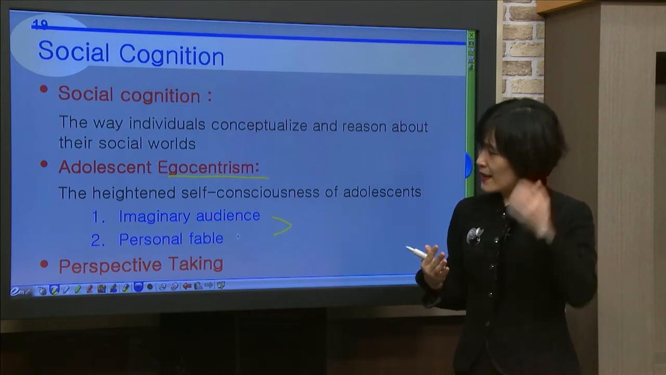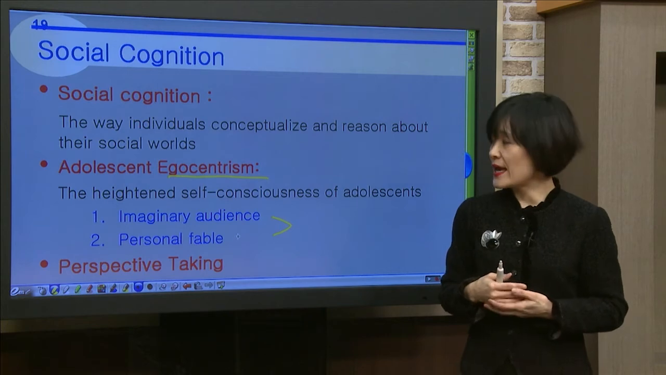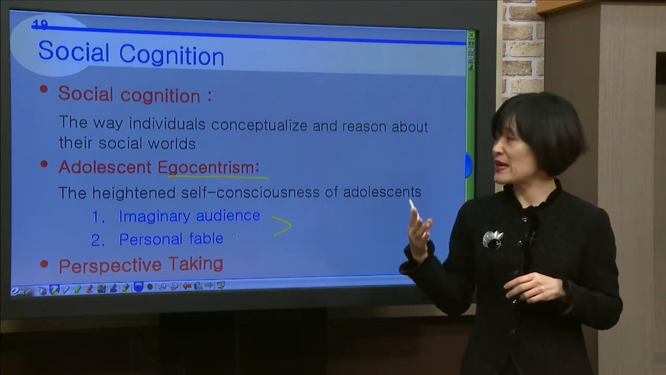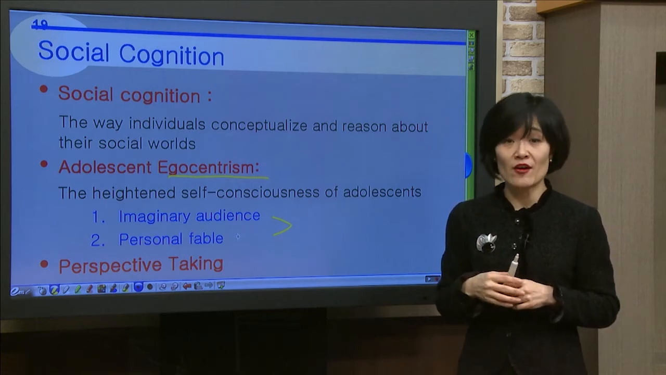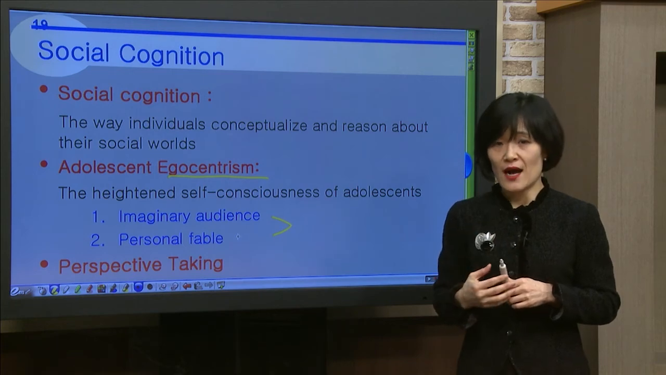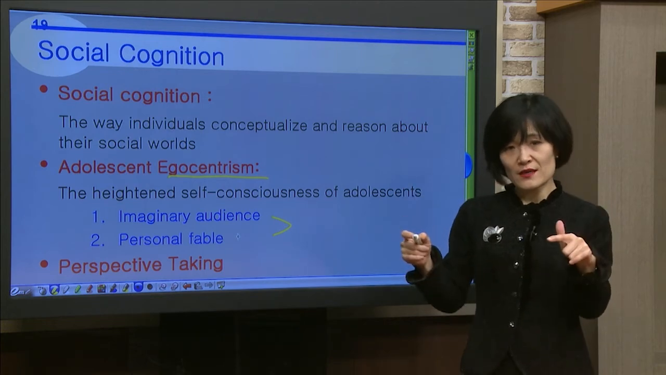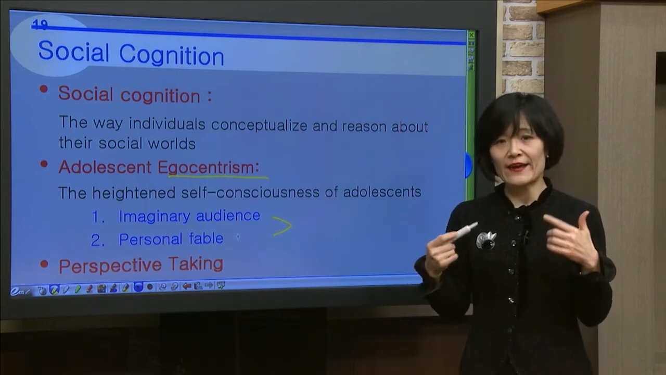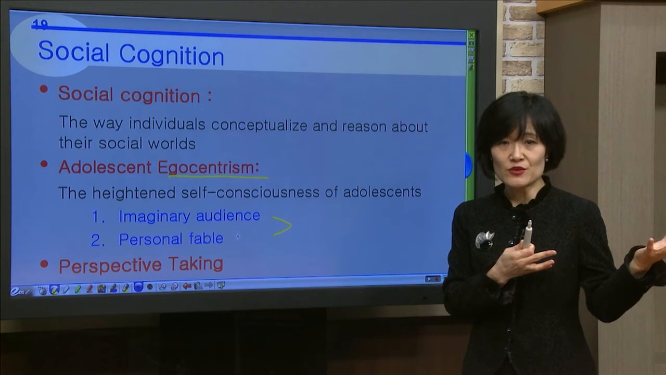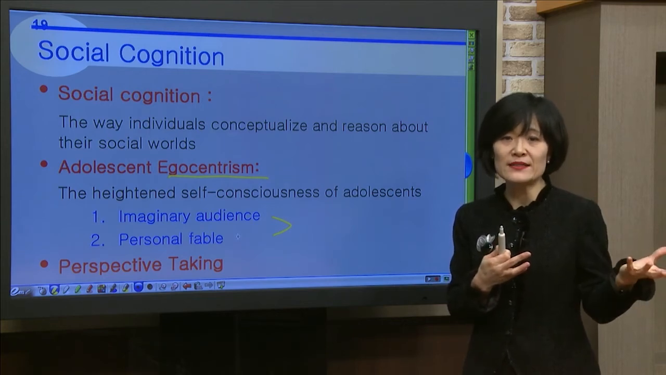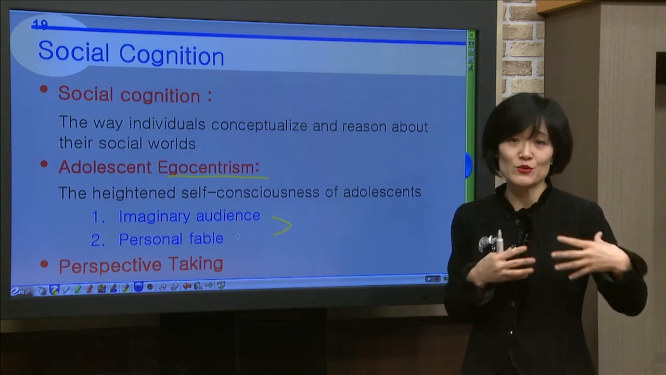What is that? It was explained by Elkind, a social cognitive psychologist, who used the personal fable to explain adolescent egocentrism. Adolescents make a story of their life as something special. For example, they believe that since I'm very special, like a character in a novel, my love relationship can be very unique. So even if I have sex with my boyfriend, there's no way I can get pregnant, because my love story is very special. It has to be very beautiful.